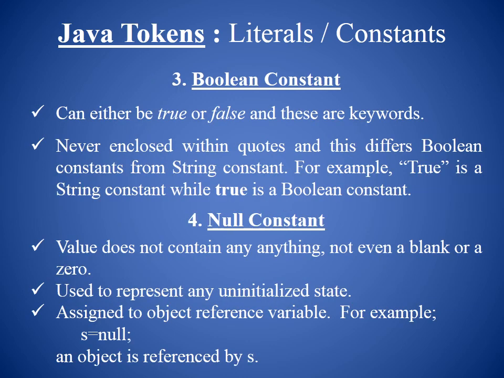The next constant is Boolean constant. Boolean values are true and false. So, a Boolean constant can either be true or false. These are keywords and always in lowercase letters without any quotes. And the last constant is null. It is not any value, not even a blank or a zero. It is used to represent any uninitialized state and is unpredictable.